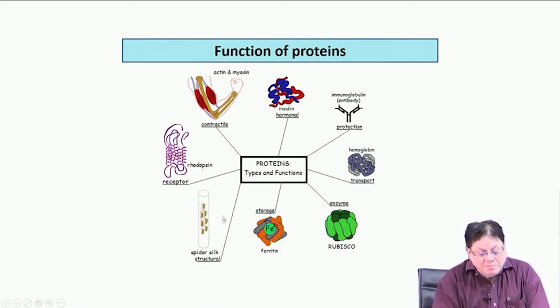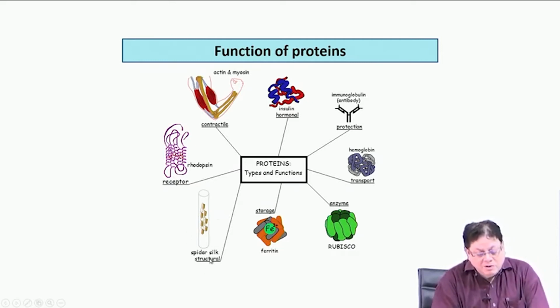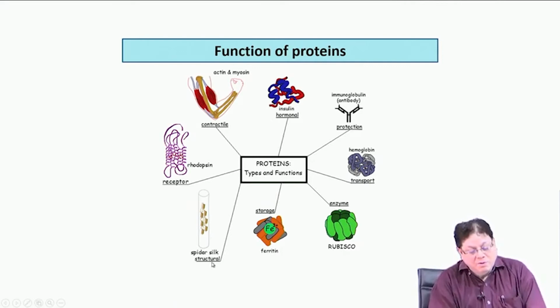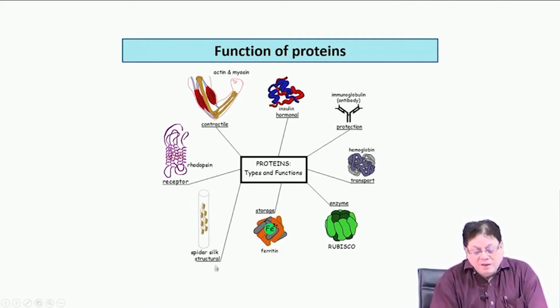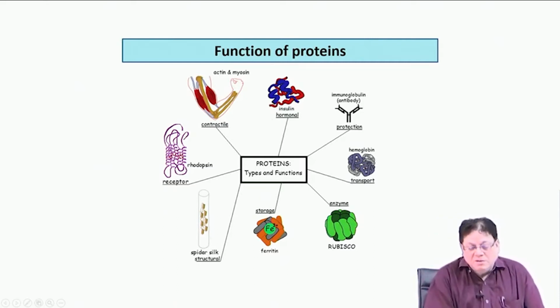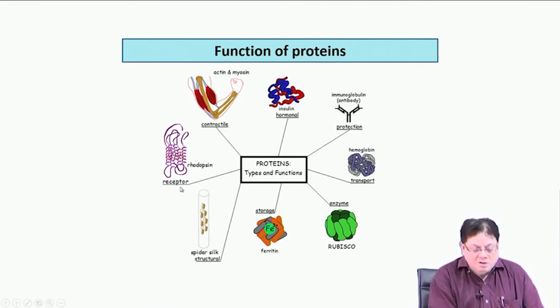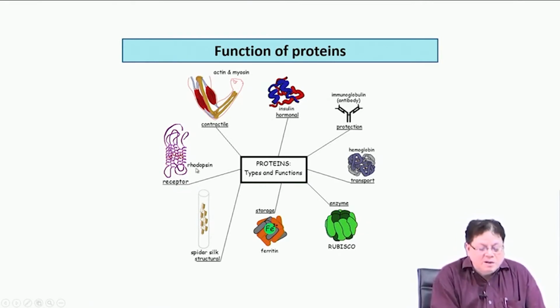They can play a structural role, like making the muscle, where the triple helical collagen plays an important role. Then you have the enzymes that we are going to talk about further, and transport proteins, or antibodies which give us immunity, and receptors which help in carrying signals from one place to another. Here the particular receptor is rhodopsin.